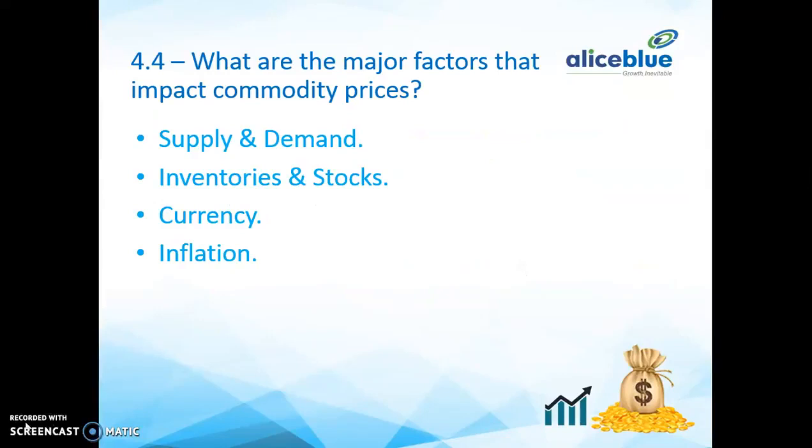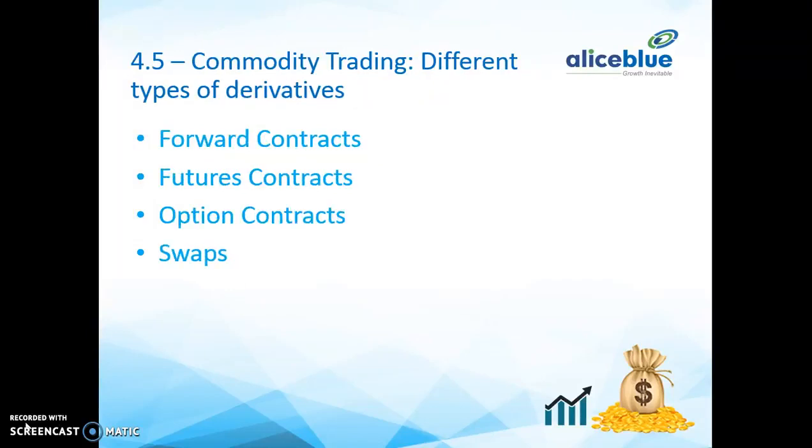What are the major factors that impact commodity prices? First being supply and demand, then inventories and stocks, currency, and inflation. Commodity trading has different types of derivatives: forward contracts, futures contracts, option contracts, and swaps.